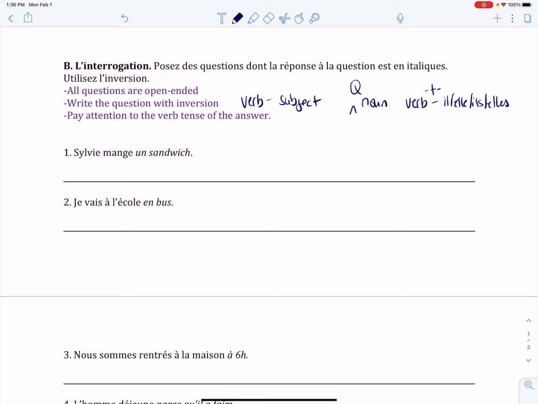You also need to pay attention to the verb tense of the answer. Your question will be in the same tense. So if your answer is in the present tense, your question will also be in the present tense. Same thing with passé composé. Answer in the passé composé, question in the passé composé.